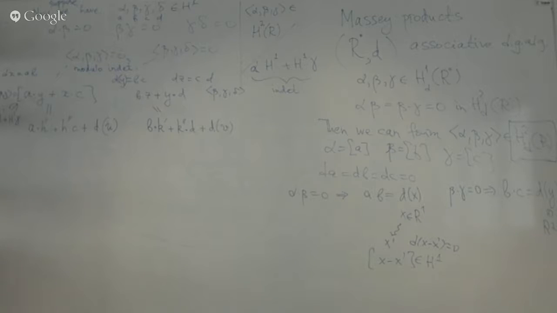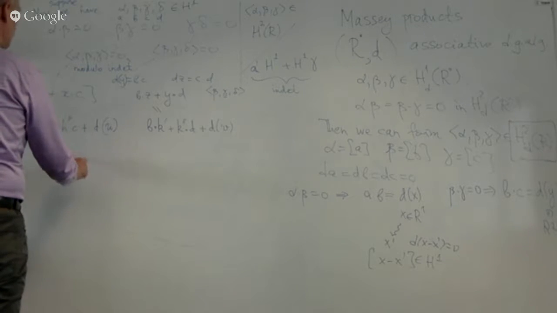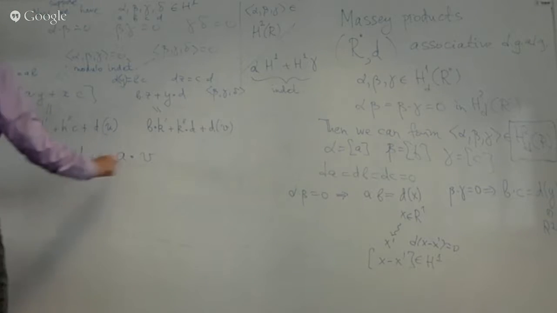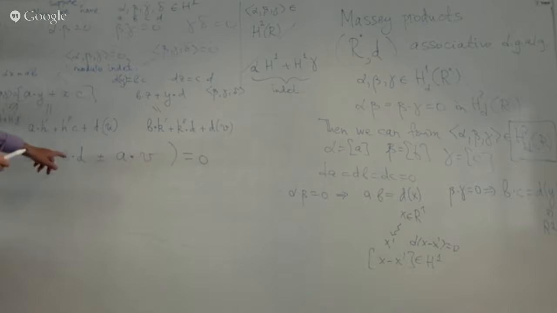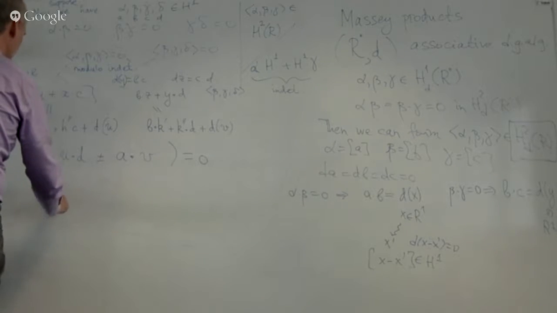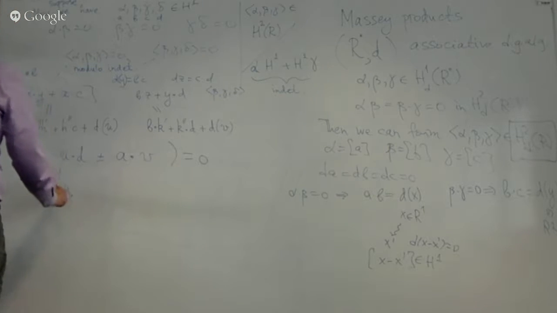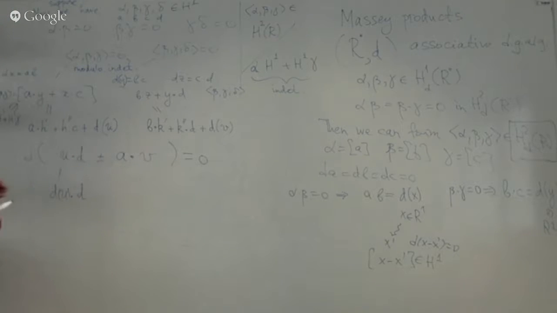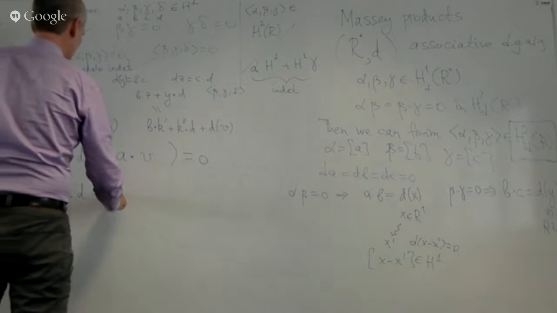Then out of those elements, if you think just a little, one should look at U and V, and I should take U times D plus or minus A times V. Morally U depends on A, B, C, and V depends on B, C, D. So D is a cycle, so it's equal to dU times D. And here I will get minus A times d of V.